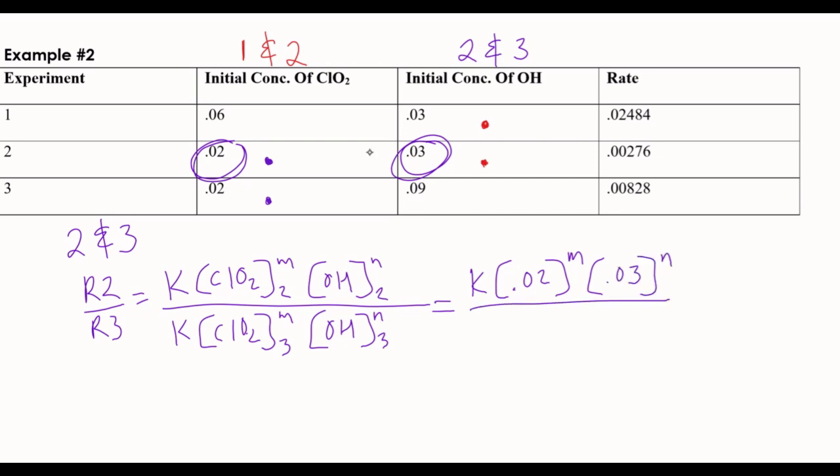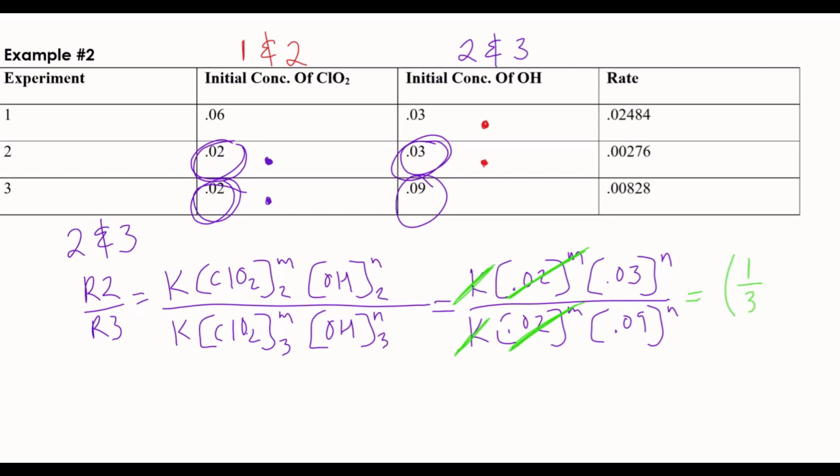And I'm going to plug in the numbers for reaction number 3. All right, so look and see what cancels out here. So the K cancels and the 0.02M is going to cancel. So we get 0.03 divided by 0.09, which is going to be 1/3. Remember, keep them as fractions. It'll be very helpful to you.